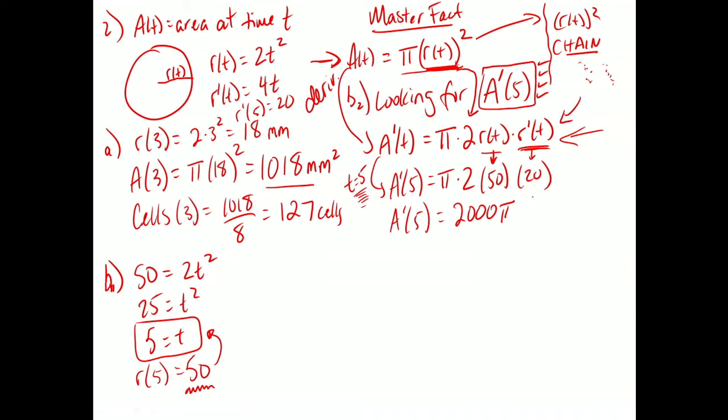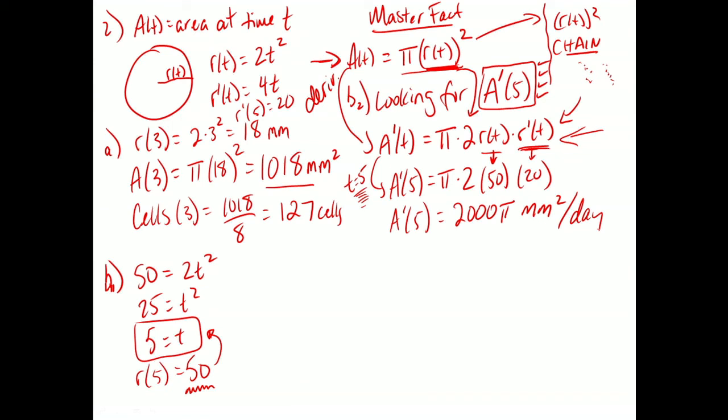What units do we have? Square millimeters. Okay, and that's about 6,000-ish square millimeters of space. That's the rate. Oh, I'm sorry, it's a rate here, right? It's 2,000 pi square millimeters per time, which time for us in this problem is days, so per day.